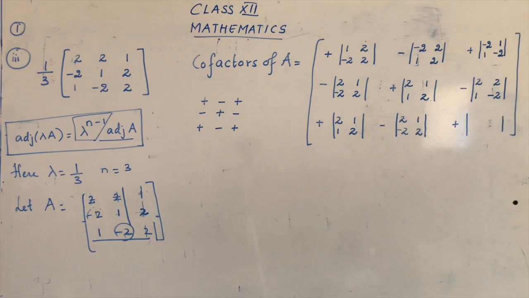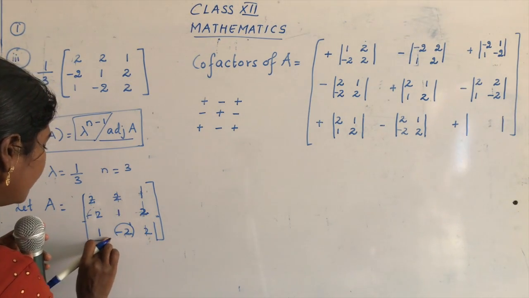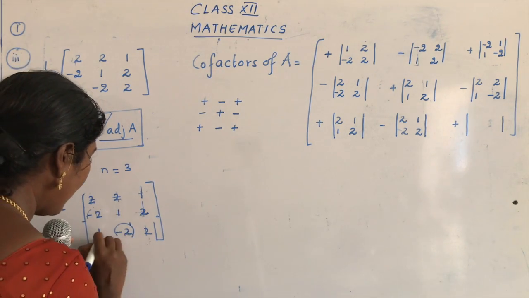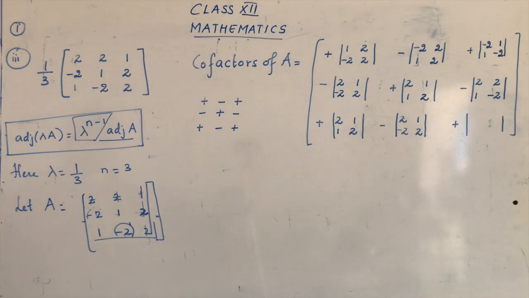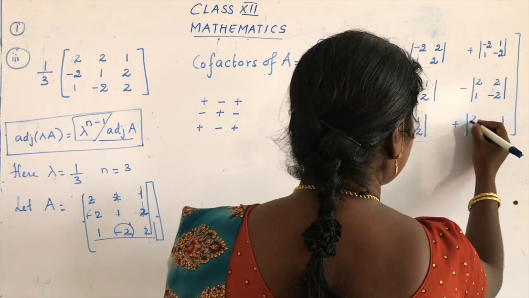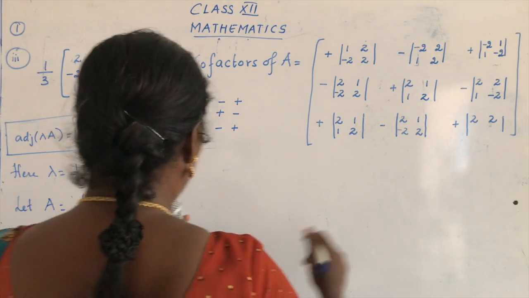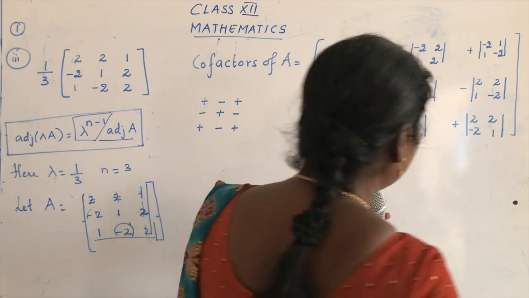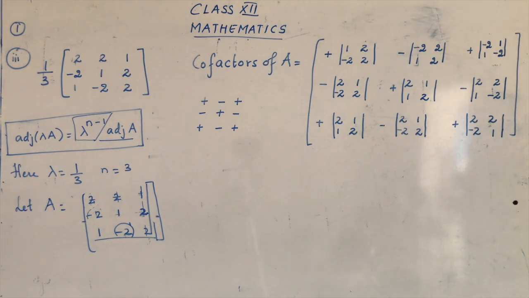Okay, now let's go for the last element. What is the element over here? It's 2. So what are you going to do? Eliminate that particular row and column. So what is left? 2, 2, minus 2, 1. So we have filled all the details. Now let's solve our sum and get the answer.